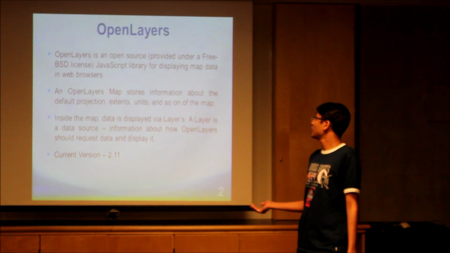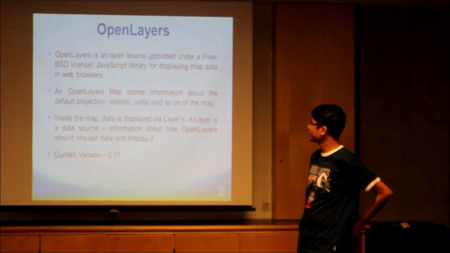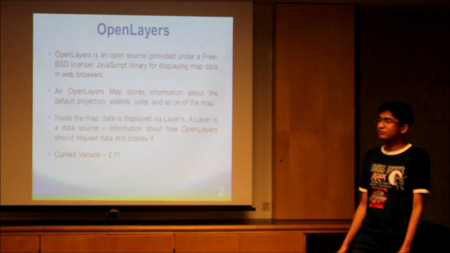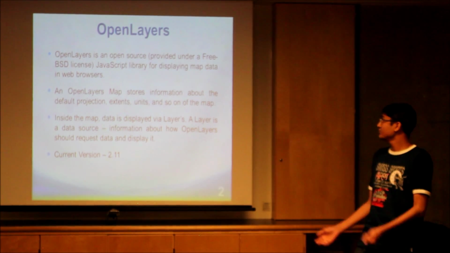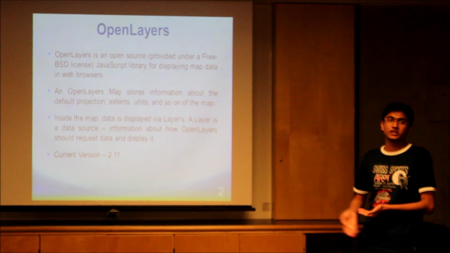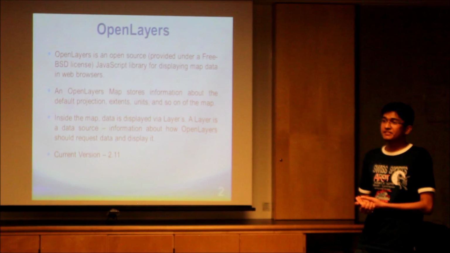Okay. So an OpenLayers map stores information about the default projection, extents, units, and all the client-side mapping library stuff. Then inside the map you have layers, like what ArcGIS shows. You can switch layers on and off without refreshing the page. That is one of the benefits.